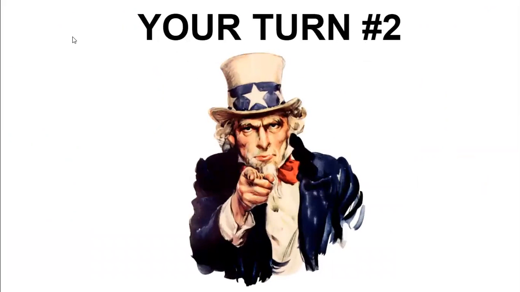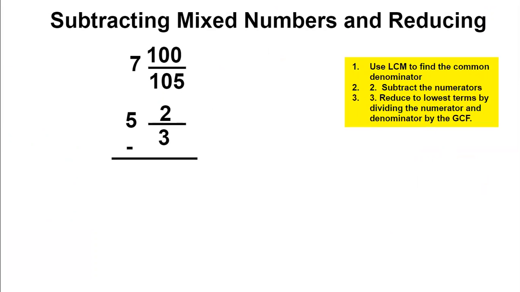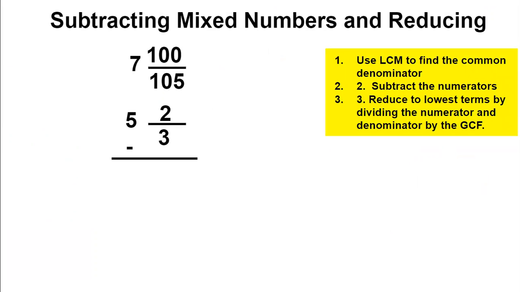Okay, hopefully you got that. Now it's your turn to give that a try. See you back. Okay, welcome back. Let's continue. Now we're going to subtract mixed numbers and reduce. 7 and 100 over 105 minus 5 and 2 over 3. Okay, here are the rules. Use the least common multiple to find the common denominator of 105 and 3. Subtract the numerators. Reduce to lowest terms by dividing the numerator and denominator by the greatest common factor.